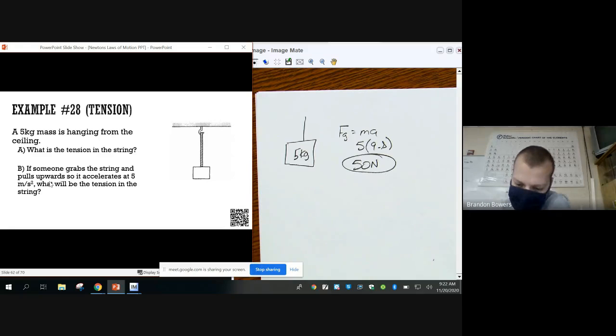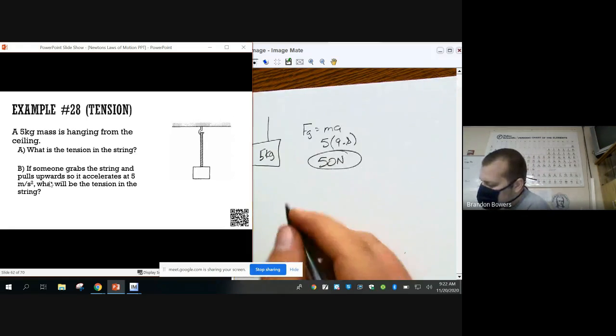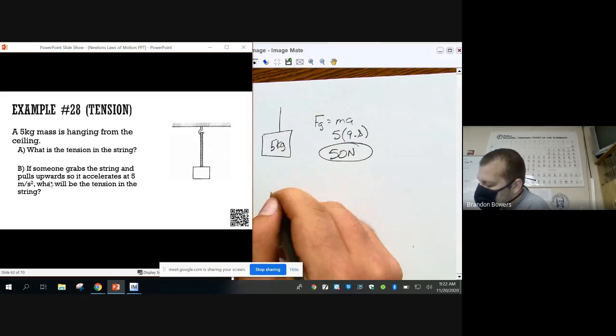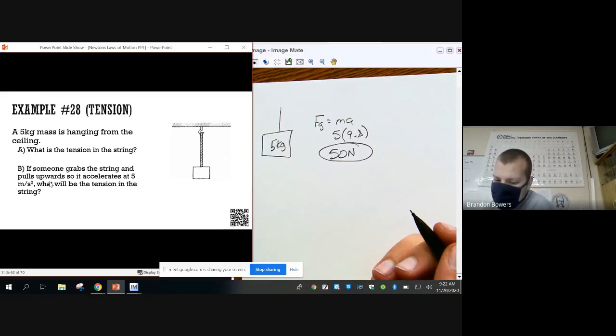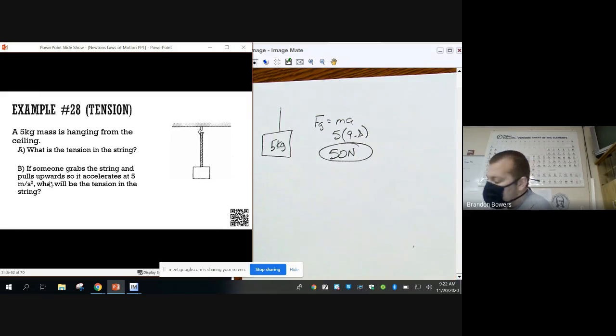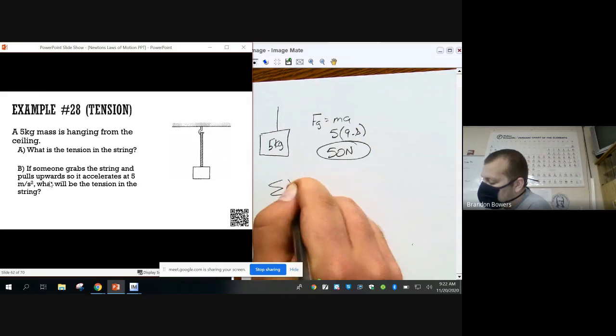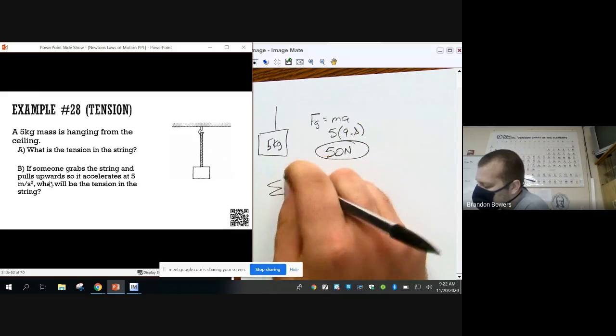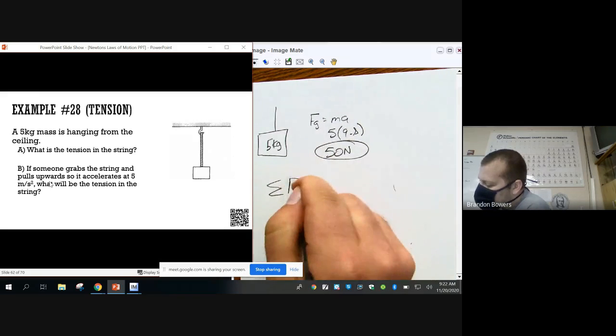So let's see. If someone grabs the string and pulls upwards, so it accelerates at 5 meters per second squared, what will be the tension in the string? If you pull it upwards, upwards is towards the ceiling. Since it's not moving, the only thing we have to look at is the sum of forces in the y direction.